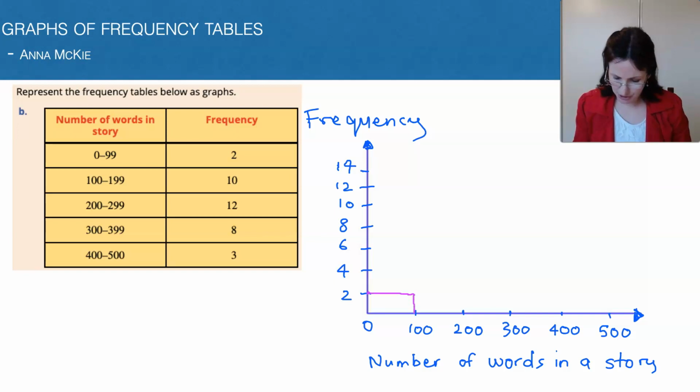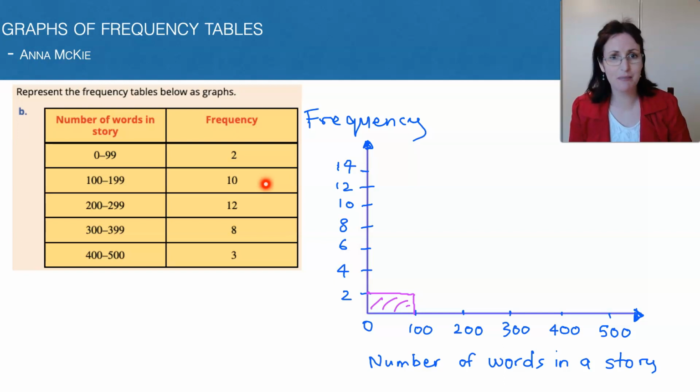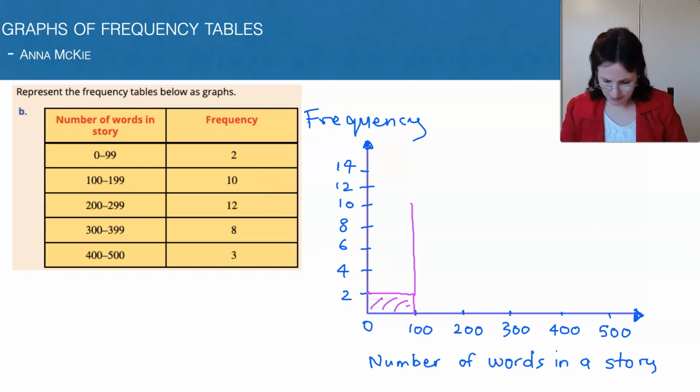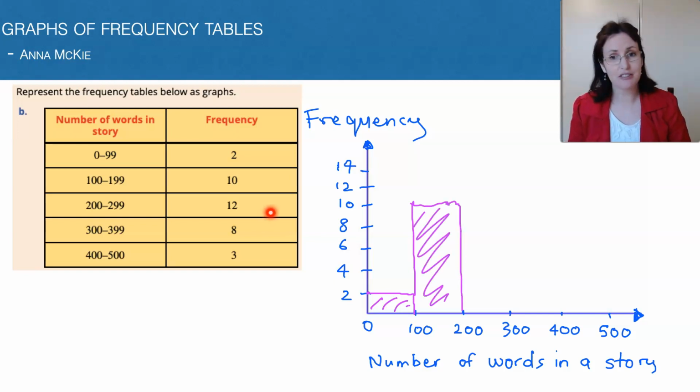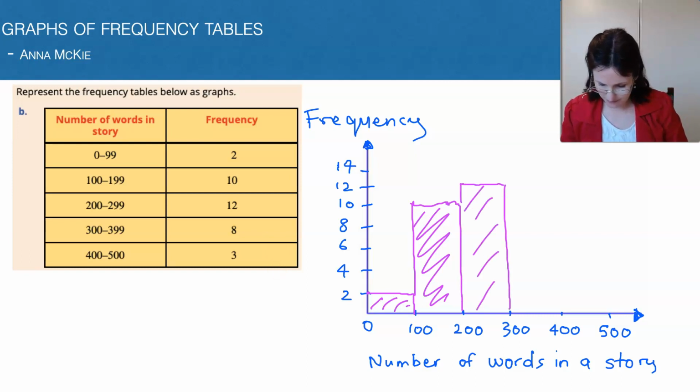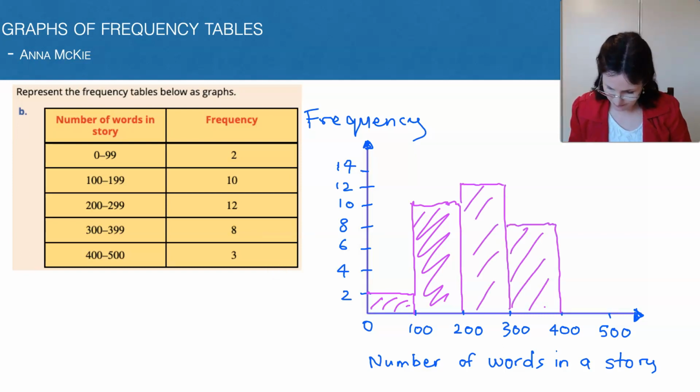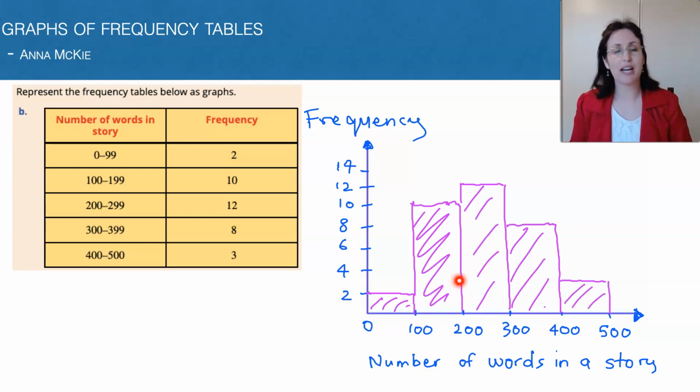A frequency of 2 for the first section. Then we have a frequency of 10 between 100 and 199. So we're going up to 10. Using your ruler, I don't have one. What's next? Frequency of 12, 8, then 3. And there we are, just some shading, fine. You don't have to colour in and spend your time using coloured pencils there.